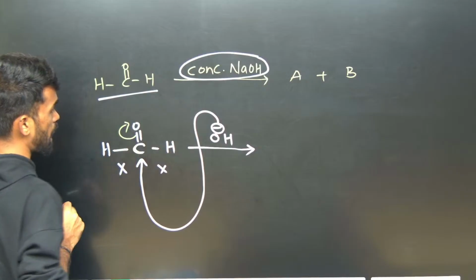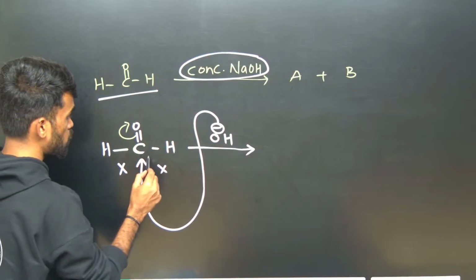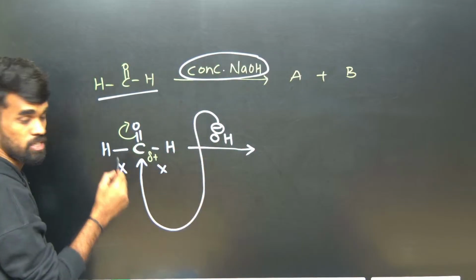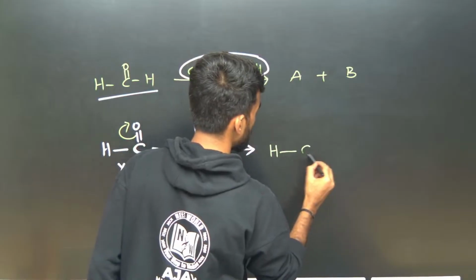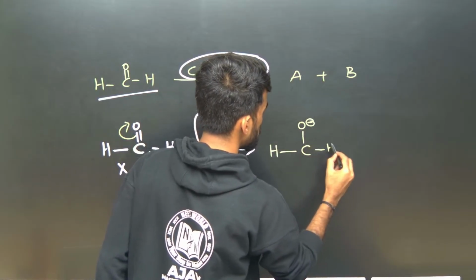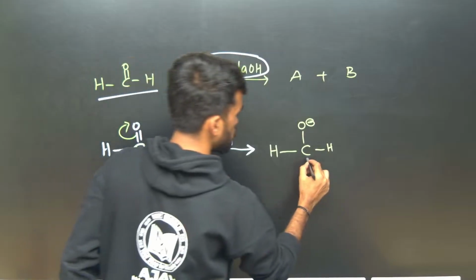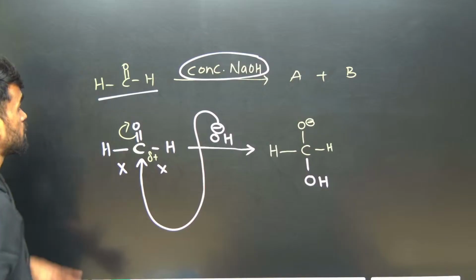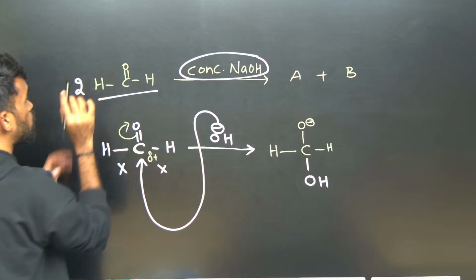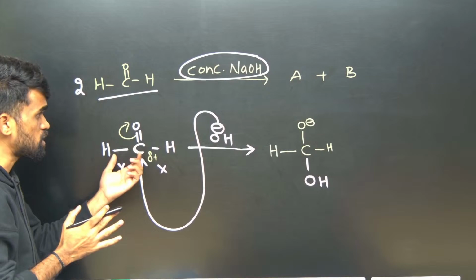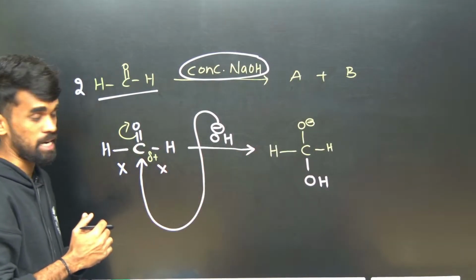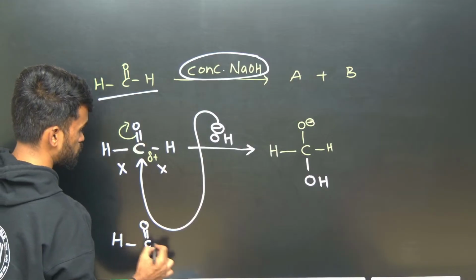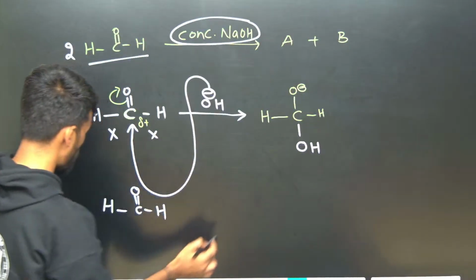Oxygen drags the pi electrons towards it, creating a partial positive charge, an electron deficiency on the carbon. So this OH minus attacks here, and we get something like this. Now what happens in the second step? During the reaction you have to take 2 moles of formaldehyde. The first mole I have taken gave a product like this. Now we have to take one more molecule.